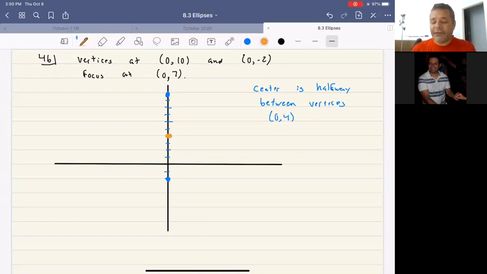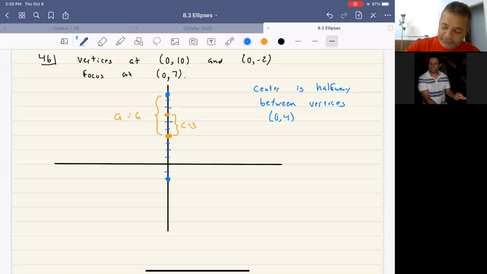Now, I have a focus at 7. So what's that distance from the center to the focus? That's 3, isn't it? Right? That's really what c is. c is the distance from the center to the focus. Okay? So now, this distance, that's 6. That's our a. So now we have to find the b.